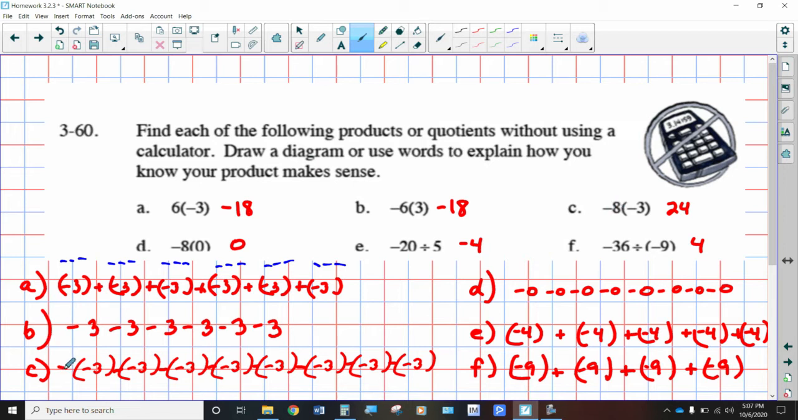Just think of KFC here, where you're going to add the opposite, add the opposite, add the opposite, and so on and so forth, so that this eventually becomes 8 times +3. Now, another way of looking at it is this.